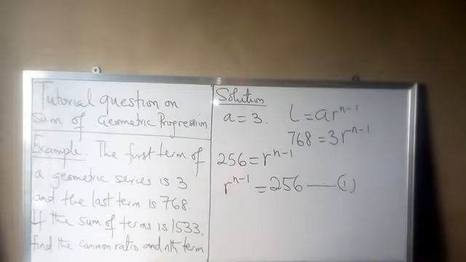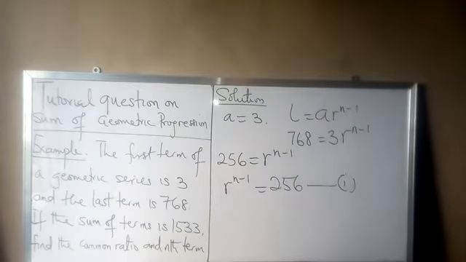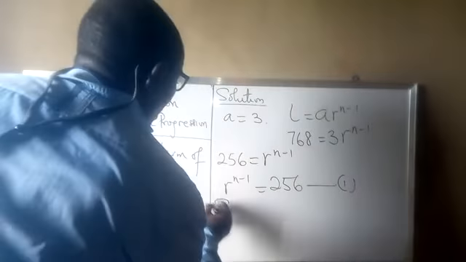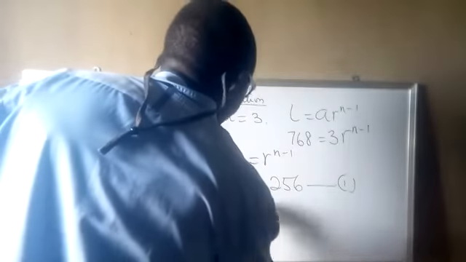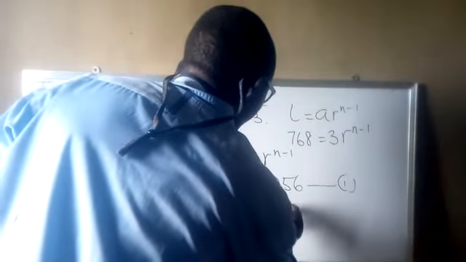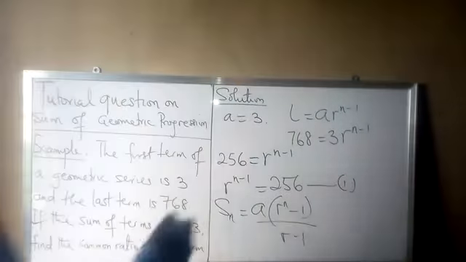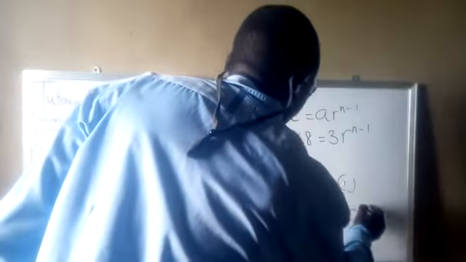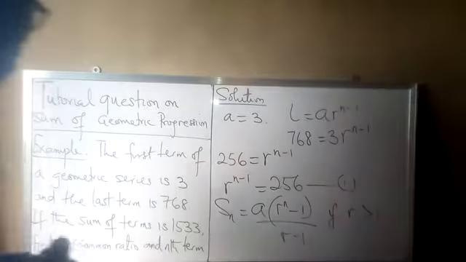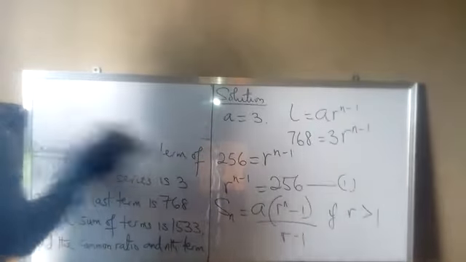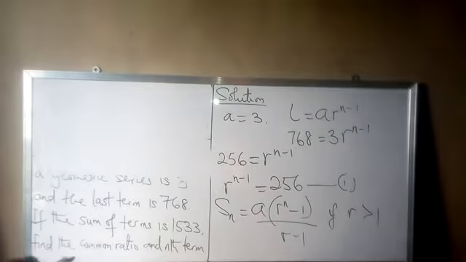Now the next statement: the sum of terms is 1533. Now we know that the sum of n terms of a geometric progression is Sn equals a into bracket r raised to power n minus 1 all over r minus 1. This formula will be used if r is greater than 1. Now, in this case, we have been given the value of the sum of the terms.